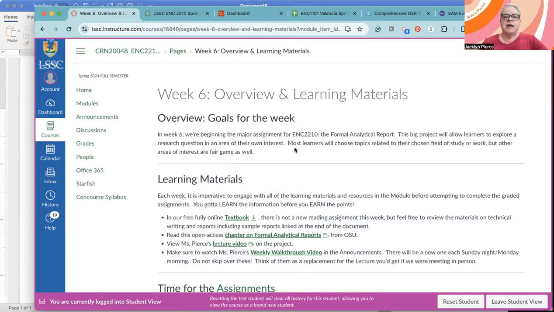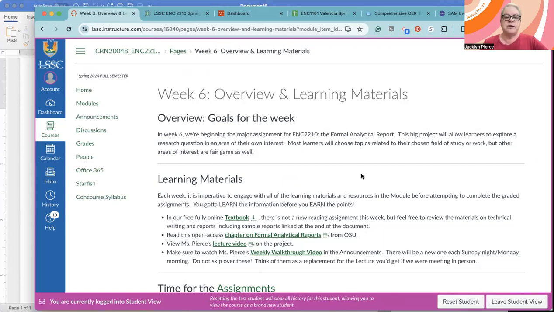So in week 6, we're beginning the major assignment for the formal analytical report. This big project will allow learners to explore a research question in an area of their own interest. Most of you will choose topics related to your chosen field of study or work, but other areas of interest are fair game as well.